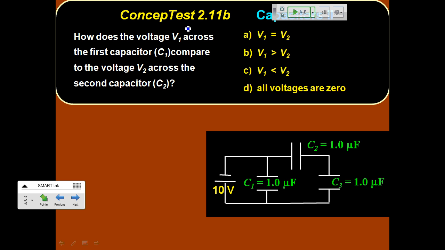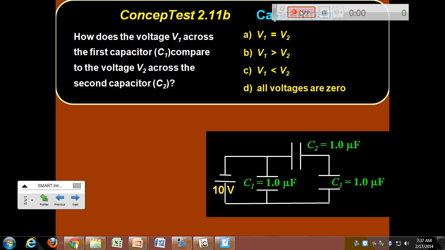How does the voltage across the first capacitor compare with that across the second capacitor? V1 to V2. Is it equal, larger, less, or 0? You should be able to just look at that circuit right off and tell me what all the voltages are and what all the charges are.